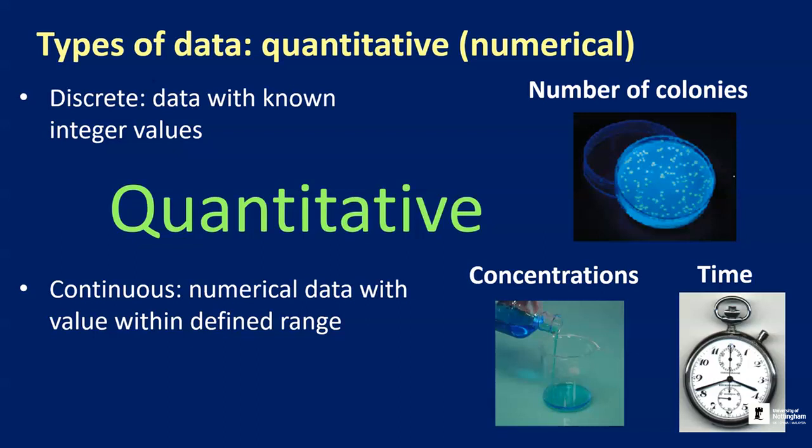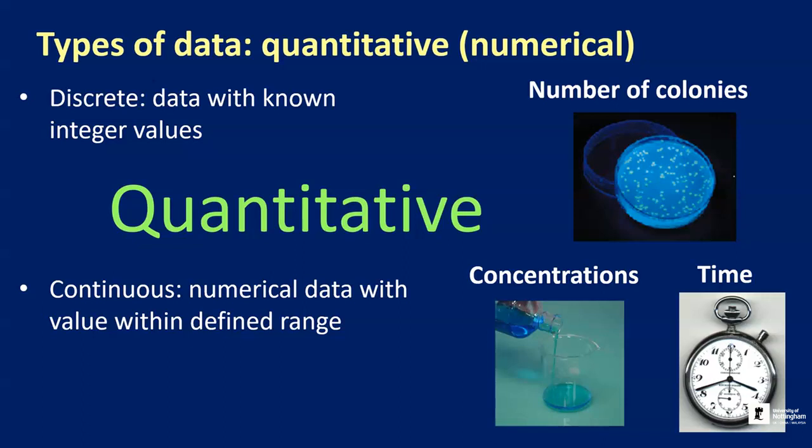There might be 50 colonies on a plate, or 100, or 3, but I can't have 0.6 colonies. It doesn't make any sense. So although I'm quantifying something with a number, I'm still dealing with a defined subset of possible numbers, the integers. These are discrete data.